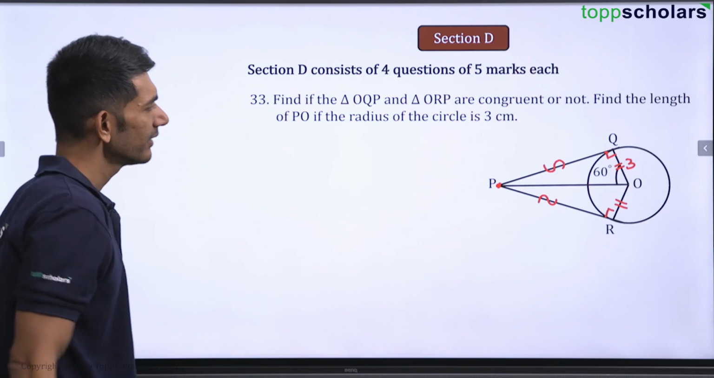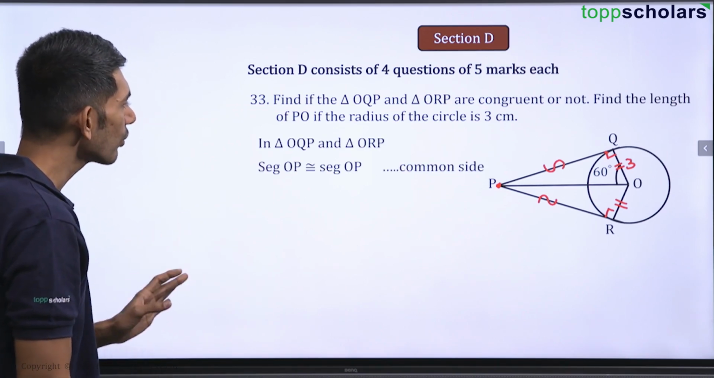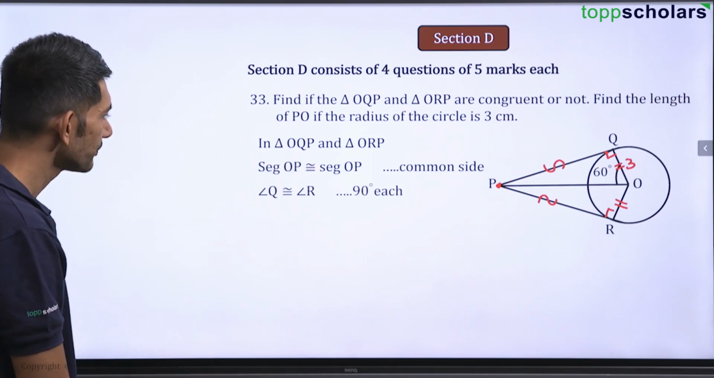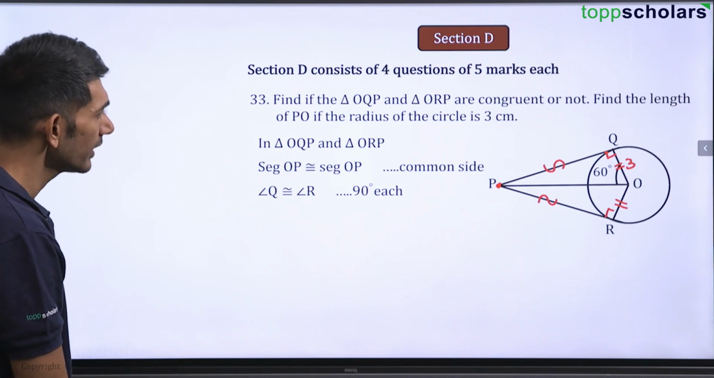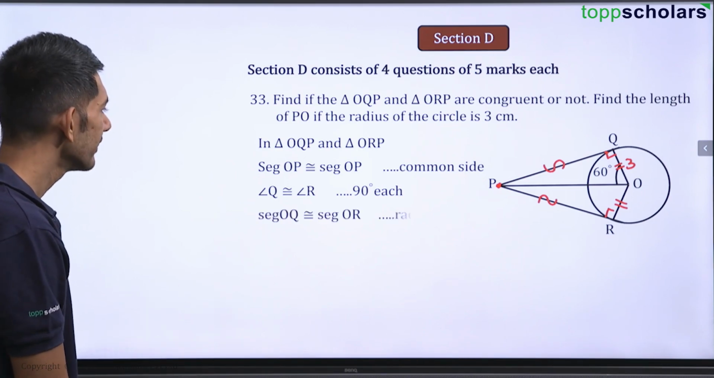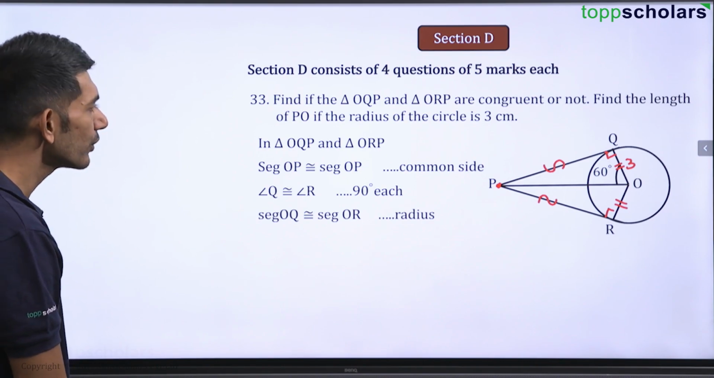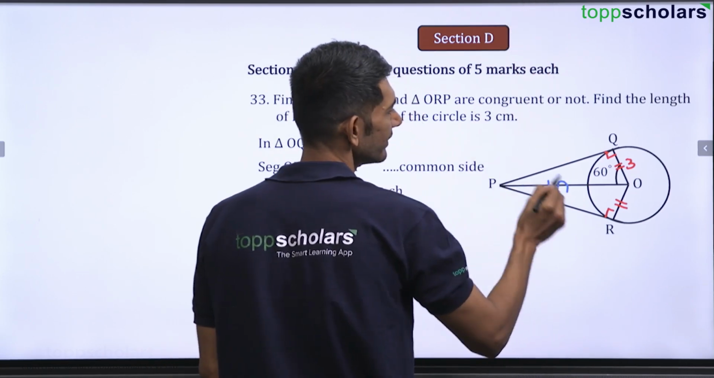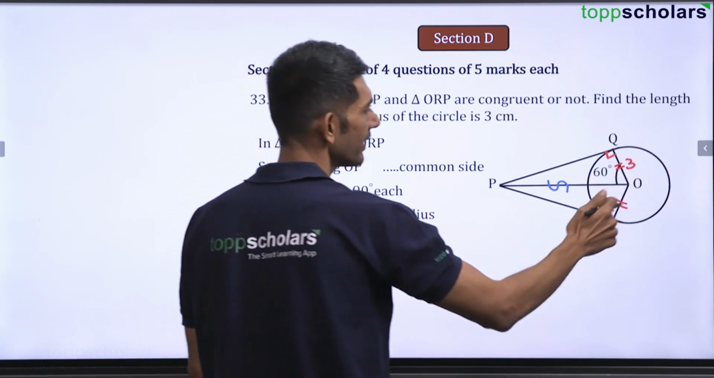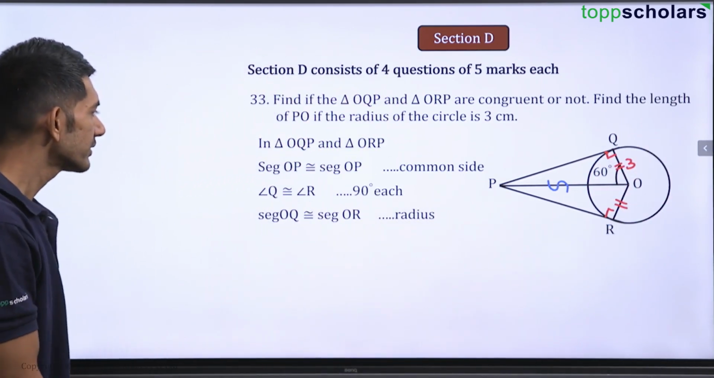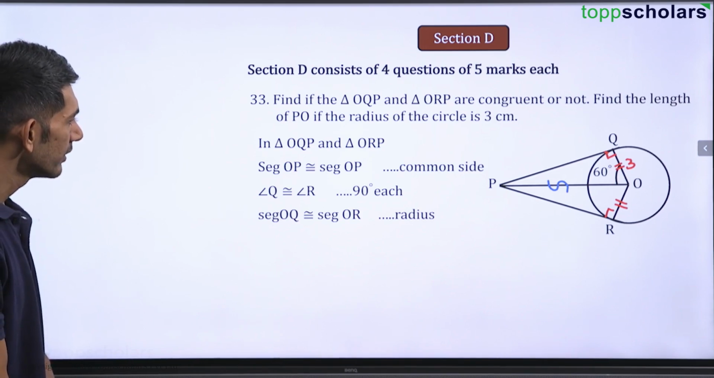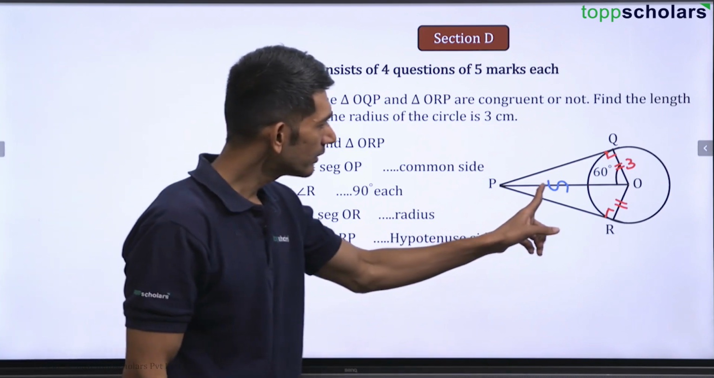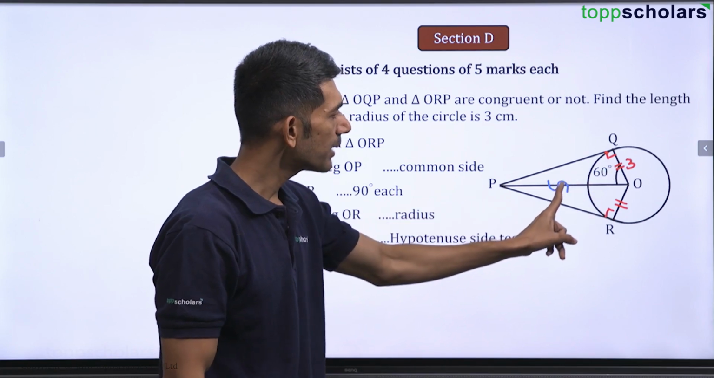So can I say these two triangles are congruent because segment OP is equal to segment OP? You can also take it like that as the common side. Angle Q is equal to angle R, each 90 degrees, and then segment OQ is equal to OR. Okay, so what they have taken is, if you don't want to take this, that's fine. You can take this as the common side. You can take these two sides equal, right? And you can take this as 90 degrees. Still, can I say from here, the two triangles are congruent by hypotenuse side test? Because see, this is the hypotenuse, this is the side, hypotenuse side test.